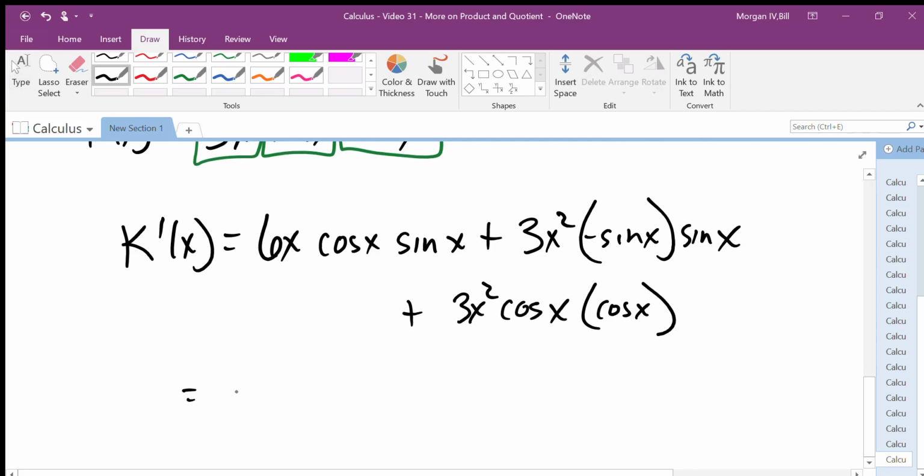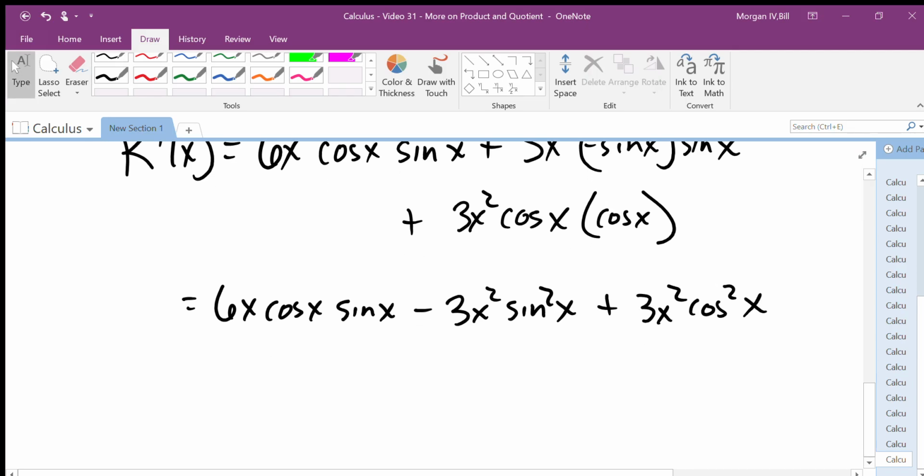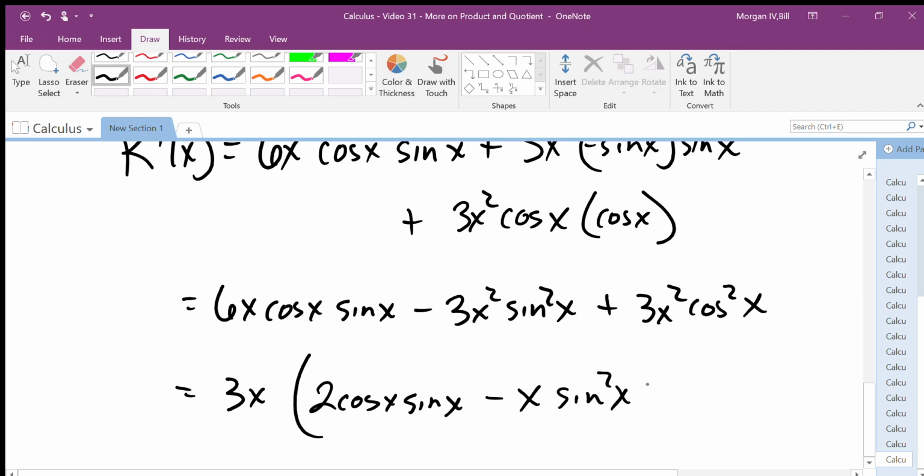And we have 6x cosine of x sine of x, minus, because of the negative sign there, 3x squared sine squared of x, plus 3x squared cosine squared of x. And it looks like the only thing we can factor out here is a 3x. That'll be 2 cosine of x sine of x minus x sine squared of x plus x cosine squared of x. Which is a great answer. Be very happy with that.